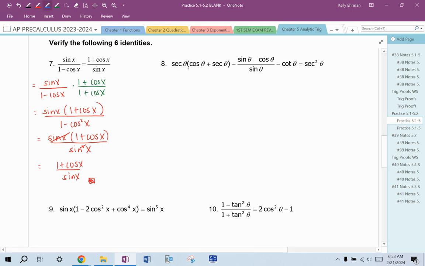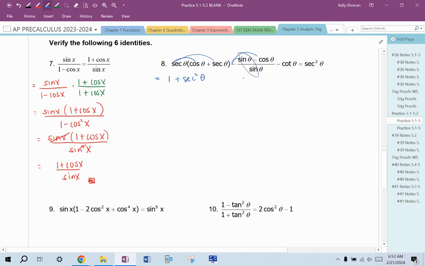This next one, definitely start on the left side. It's much more complicated than the right. Okay, you could choose to get a common denominator up here, or I think I'm going to rewrite in terms of sine and cosine here. Actually, no, I'm just going to multiply. I think by now we've worked with reciprocal identities enough that secant times cosine is 1, right? 1 over cosine times cosine. Secant times secant is plus secant squared theta. So we have that. Now be very careful here. This minus sign distributes to both of these terms.